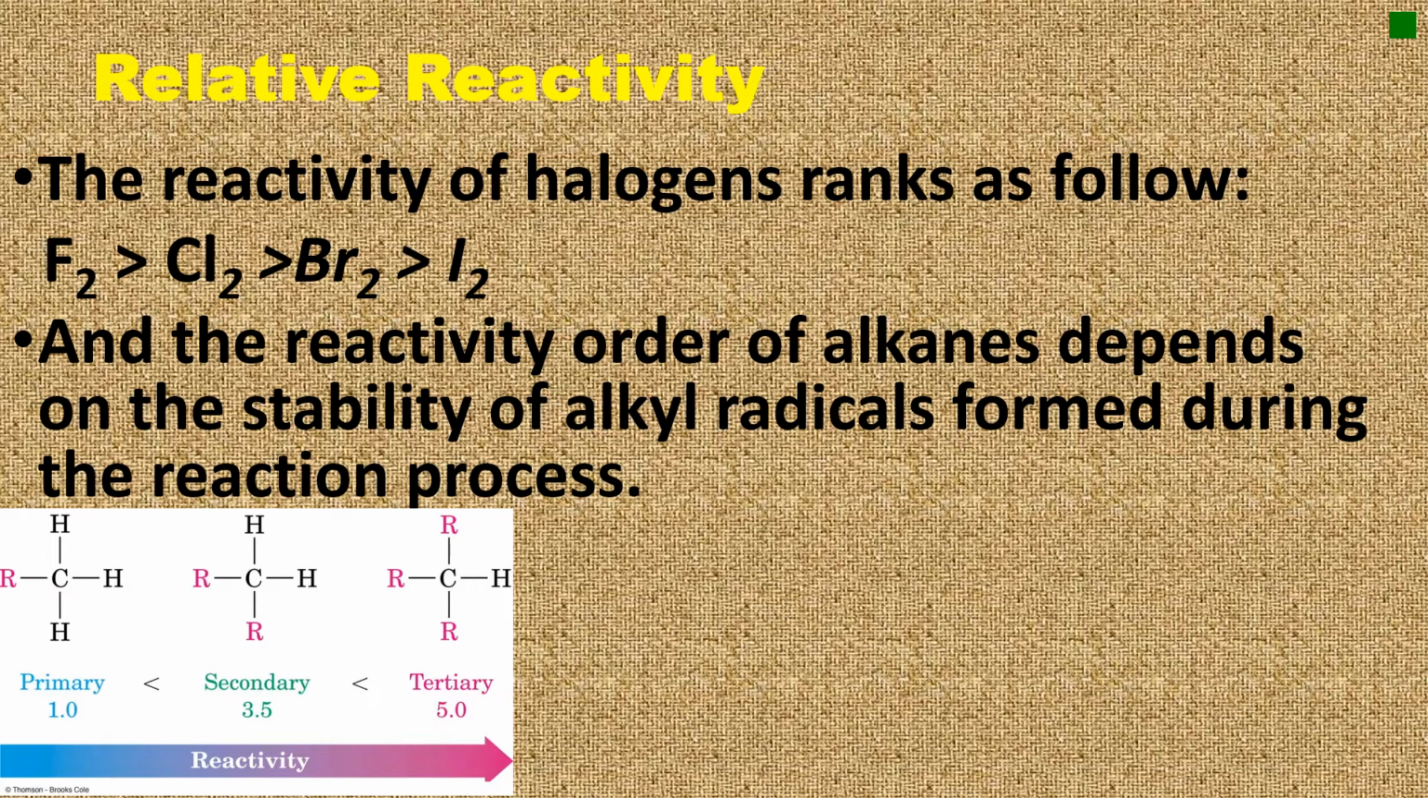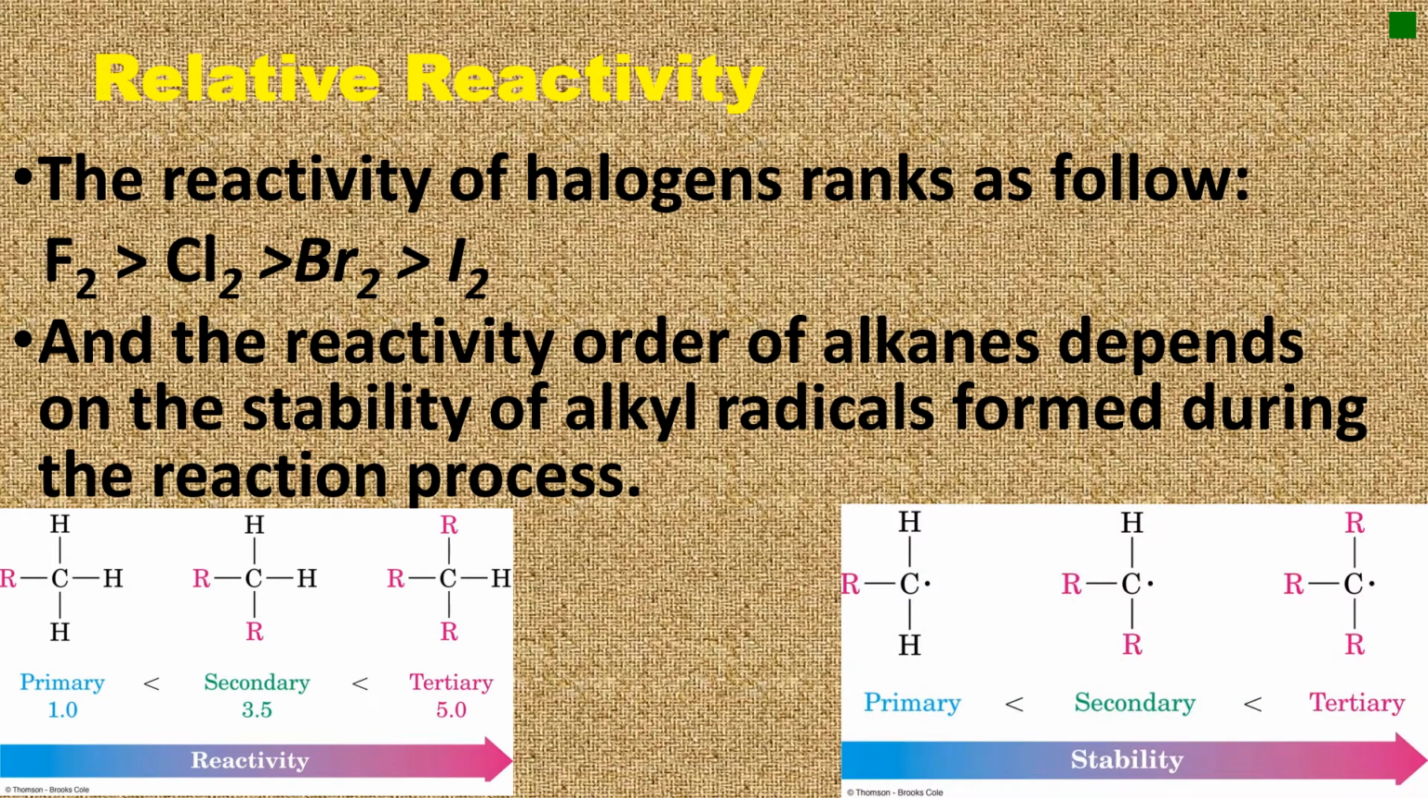An alkane which has a primary carbon is the least reactive, while an alkane which has a tertiary carbon is the most reactive, which means that the reactivity of alkanes increases from primary to tertiary. This is due to the stability of the free radicals formed. The primary free radical is the least stable, while the tertiary free radical is the most stable. The stability of free radicals increases from primary to tertiary free radicals.